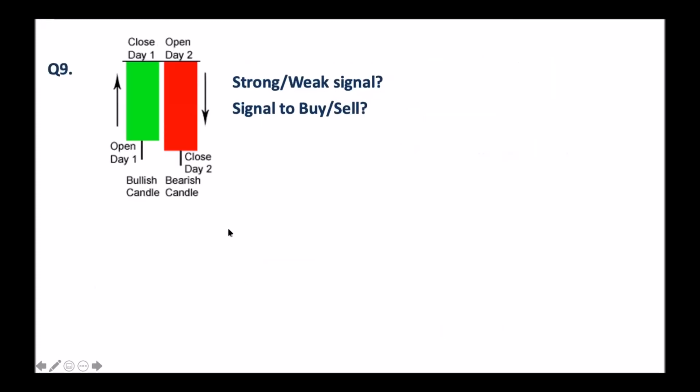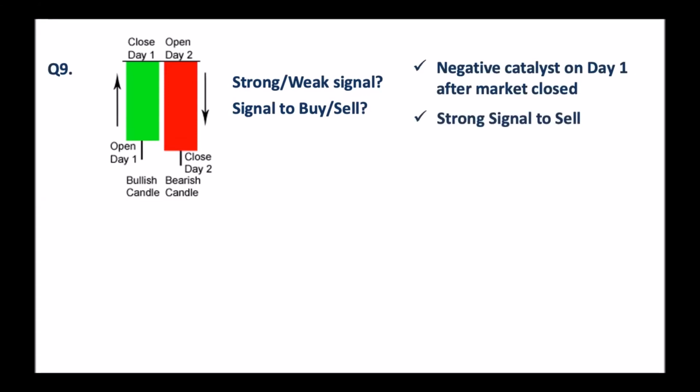Question 9. Now there's no shadow on top. The day opens lower and closes higher, we expect it to go up, but at night a factory caught fire. The next morning it goes down like that. So definitely it's a very strong signal. It's negative catalyst news on day 1 after the market close. Then it's definitely a good strong signal to sell.